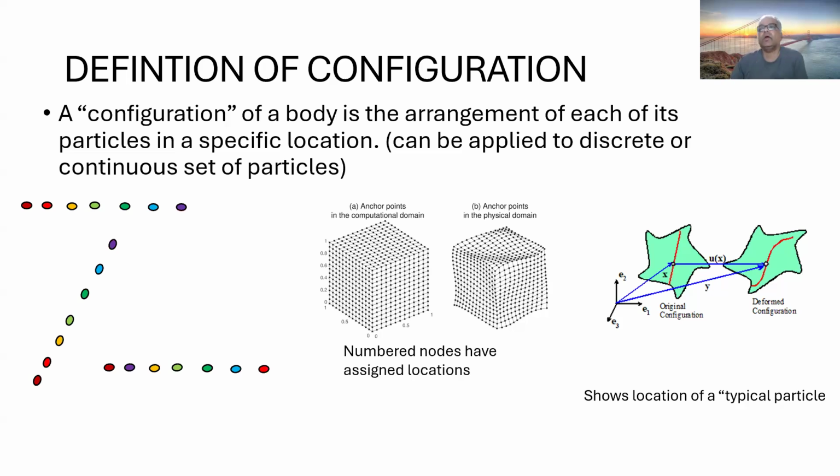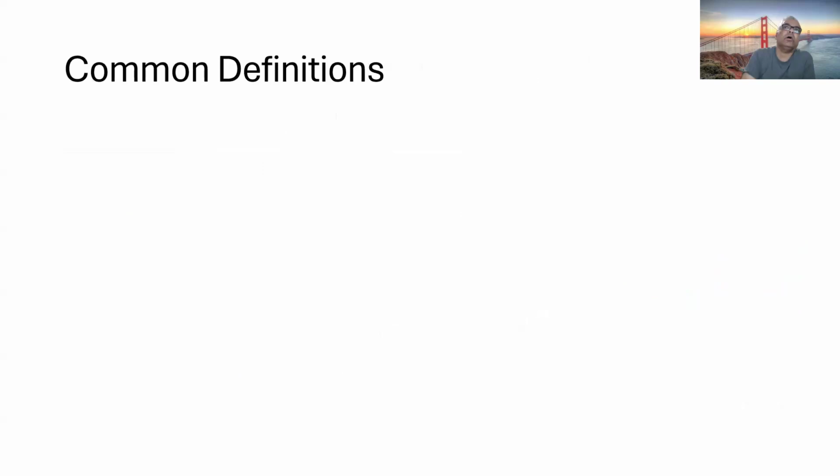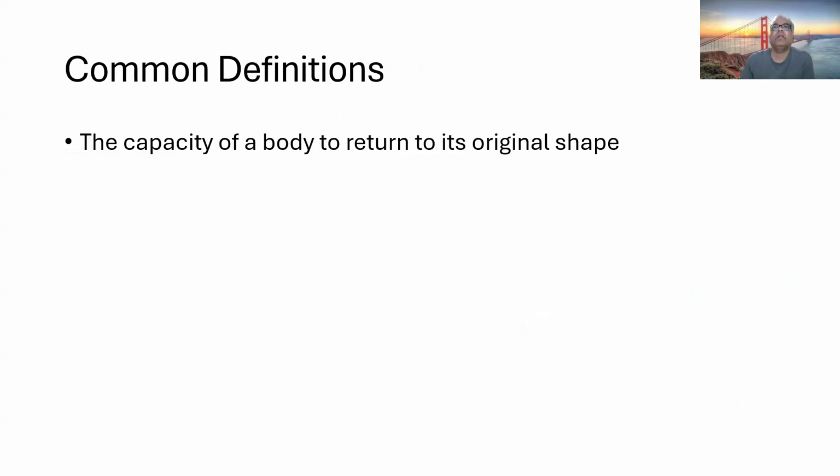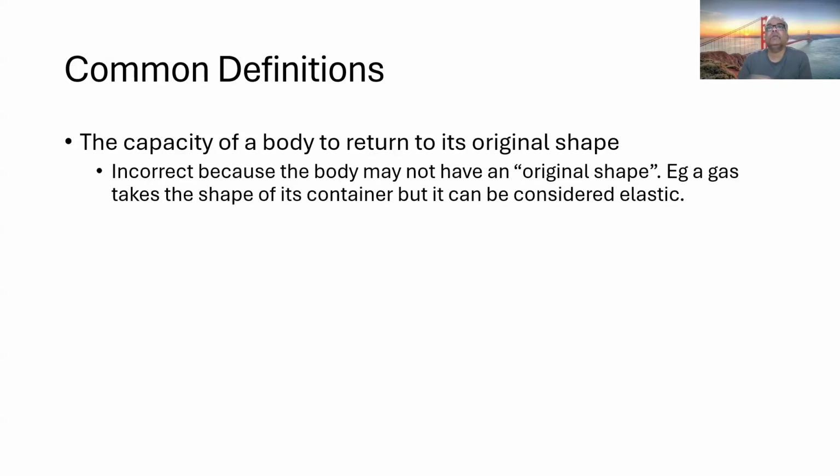Once we know what a configuration is, now we can talk about common definitions of elastic bodies. For example, in many books, and in fact in elementary texts, it will say that elasticity is the capacity of a body to return to its original shape. This is not quite right, for two reasons. The body may not have any particular original shape. Only solids have one, fluids don't. For example, a gas doesn't have an original shape, but it is elastic.